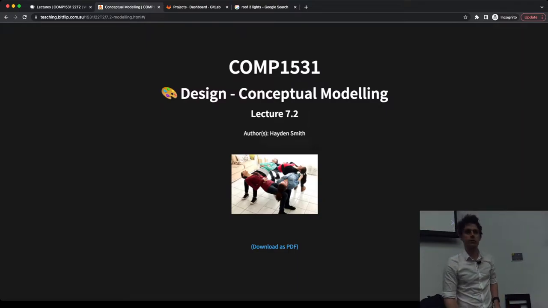So let's start with 7.2 today. None of these are in a particular order. All of them are kind of for like iteration 3 or something in the future, so it doesn't really matter what order we do them in.